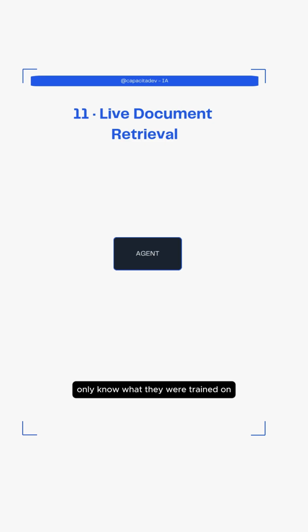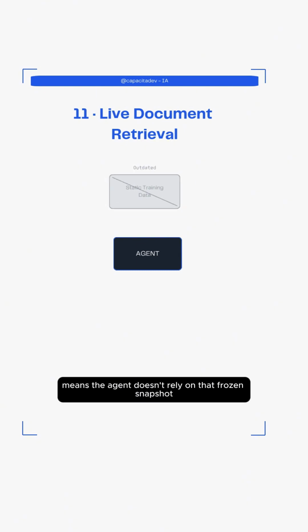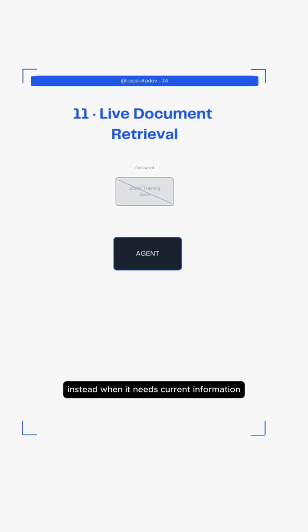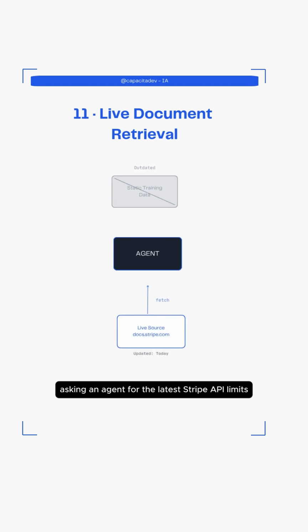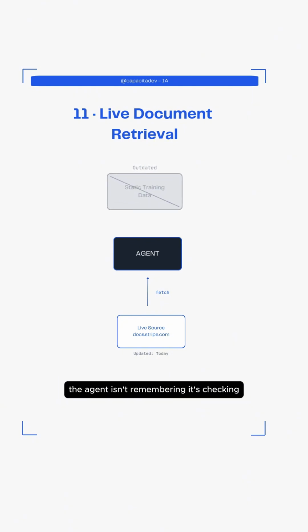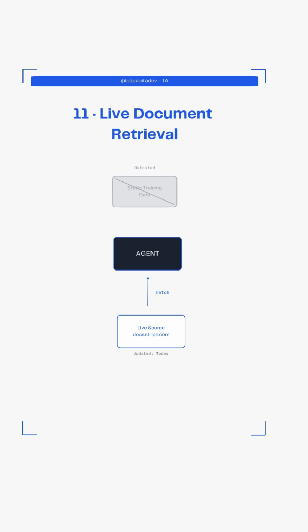Most language models only know what they were trained on, and that training has a cutoff date. Live document retrieval means the agent doesn't rely on that frozen snapshot. Instead, when it needs current information, it goes and pulls the actual document right now. Picture asking an agent for the latest Stripe API limits, instead of guessing from old training data. It opens the real docs page, reads what's there today, and answers based on that. The agent isn't remembering, it's checking.